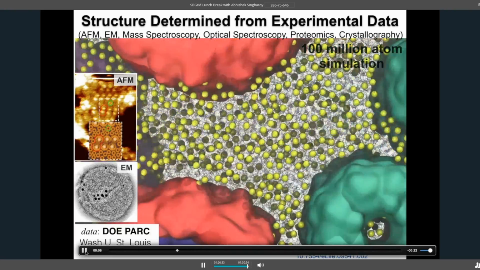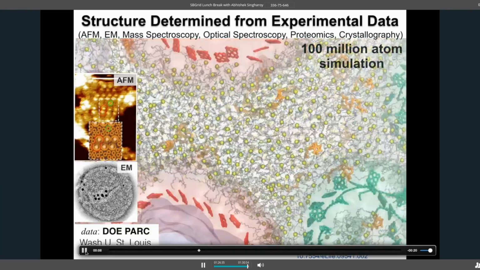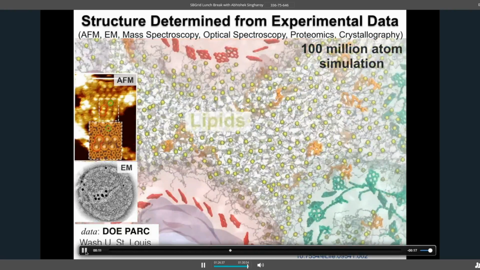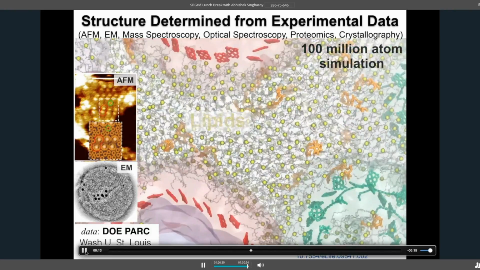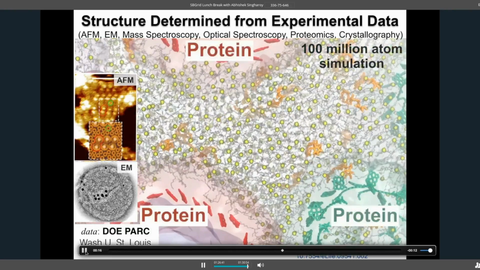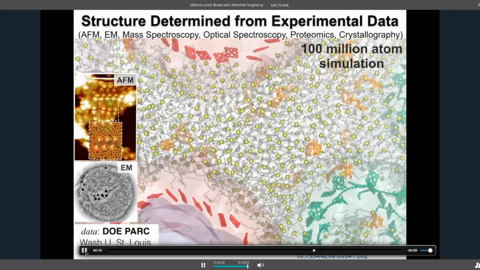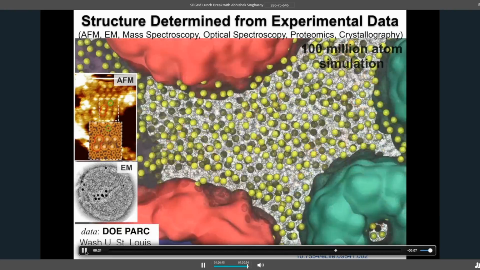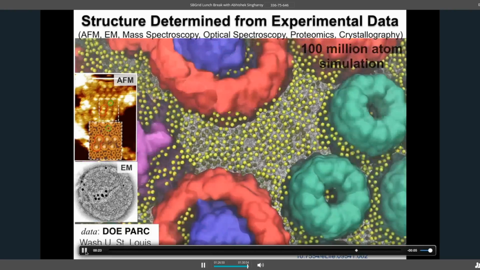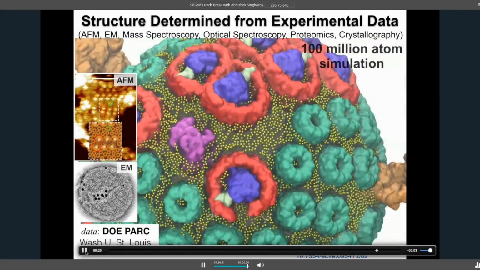And then you simulate it. You want to see whether this is stable or not. So you're seeing now for the first time a full cell organelle, atom by atom details. This is, in fact, the first all-atom simulation of a cell organelle. And you see this is pretty stable. You can see the various components, and this thing is not bursting out. It's pretty stable.